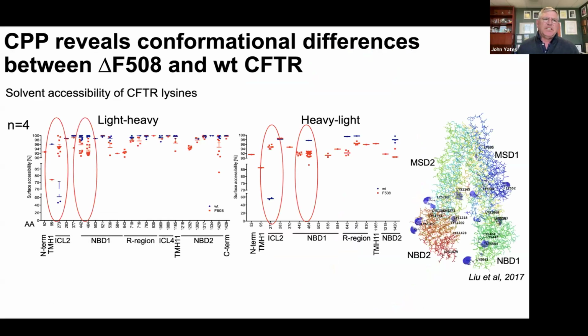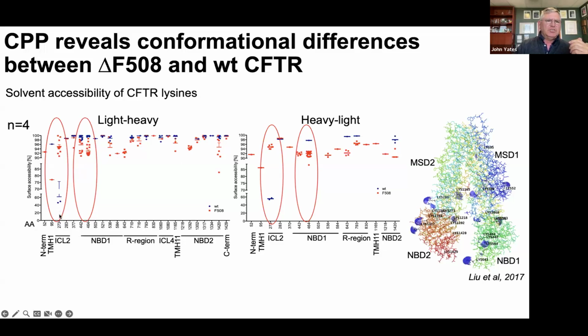One of the first experiments we did was four different labelings, four different biological replicates. We did light and heavy, light and heavy, and then we did a label swap experiment. If you're familiar with SILAC experiments, you do a label swap experiment to make sure that the light versus heavy labels are not affecting the reactions or the observations that you're seeing. The wild type protein is the dots in blue, and the red squares are the delta F508 proteins. You can see that there are some significant differences between the surface accessibility of these lysine residues within the protein.